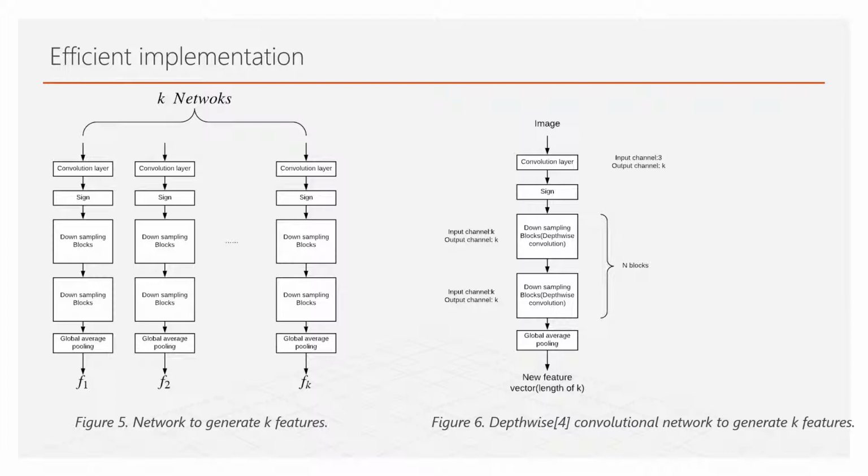Actually, we can use the depthwise convolutional operation to achieve better implementation efficiency. In the depthwise convolutional neural network, we don't need to create K networks for K features. We just need to build one network, but set the number of filters to K.